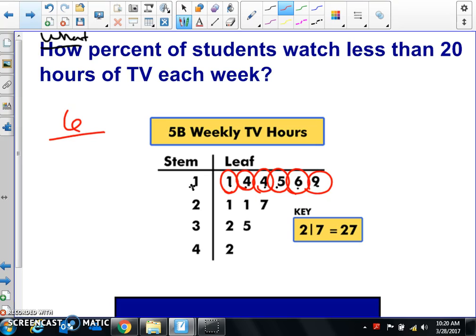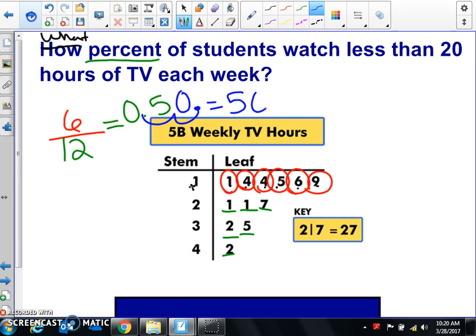Now remember, that's all over how many total people there are. So that's 6, 7, 8, 9, 10, 11, 12. Now, they want percent. So remember, if we need to turn a fraction into a percent, we would first turn that into a decimal. So 6 divided by 12 is 0.5. And then to turn that into a percent, we move the decimal two places to the right. So that is 50%.